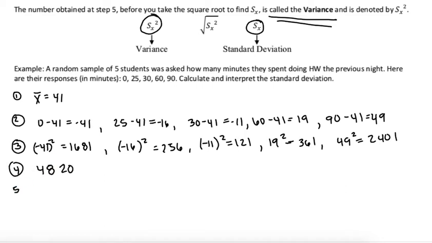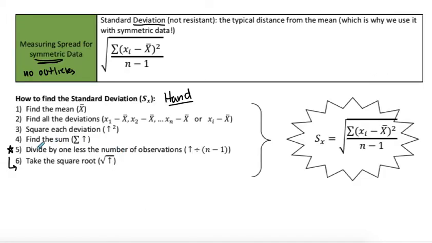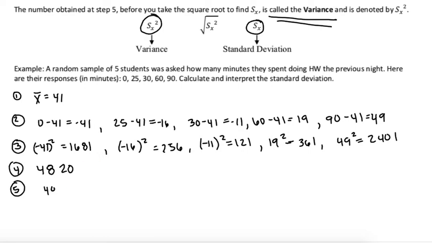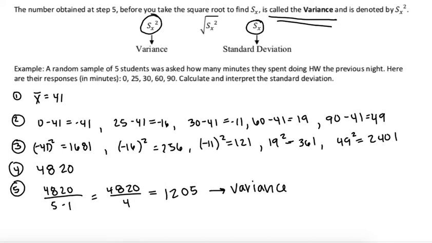and we get 4,820. My next step is to divide by one less than the number of observations. So I'm going to take that number and divide by 5 minus 1: 4,820 divided by 4. And I get 1,205. So this is going to be our variance, because we haven't taken the square root yet. When we take the square root of that number, we get 34.7.